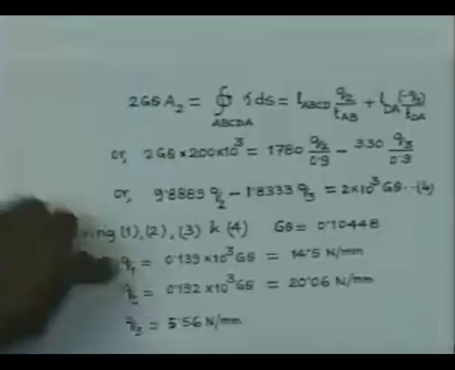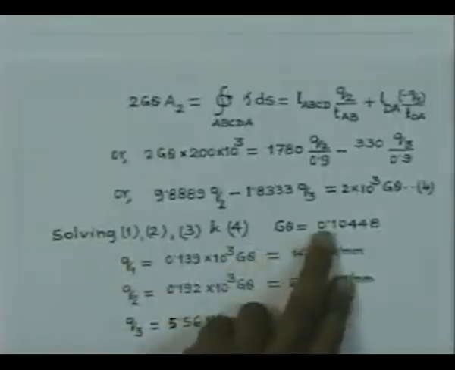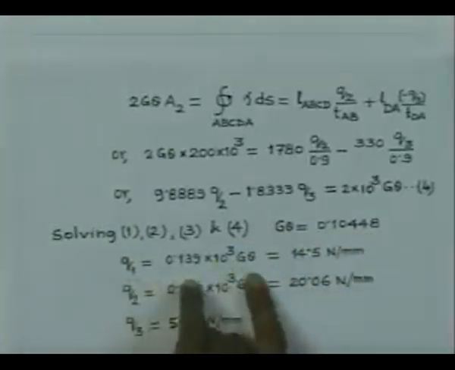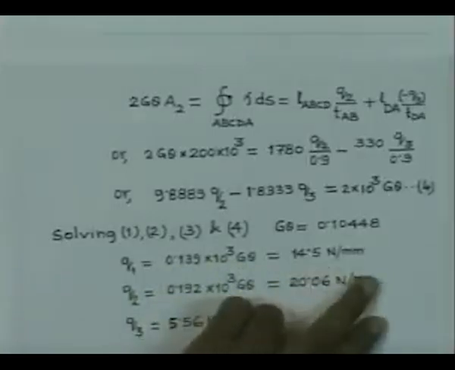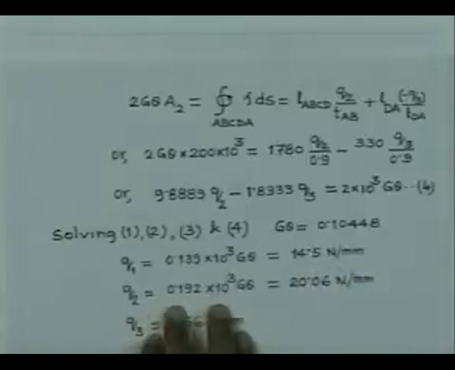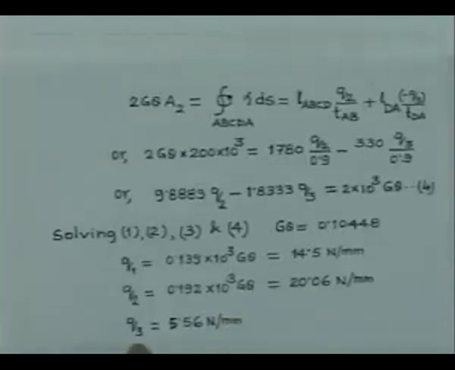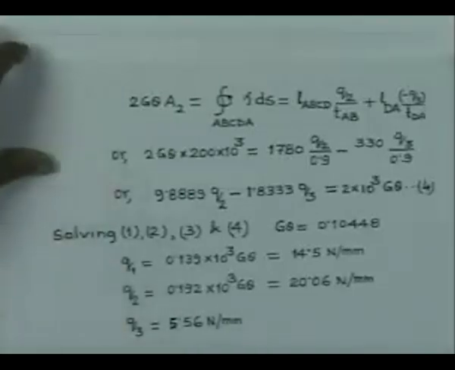Once you solve it, you obtain g theta as 0.10448 and Q1 equal to this, which is equivalent to 14.5 Newton per millimeter. Q2 is 0.192 into 10 to the power 3 g theta, which is nothing but 20.06 Newton per millimeter, and also you can obtain Q3, which is 5.56 Newton per millimeter. So, this is how you can solve the problems involving segmented box sections. The process can be repeated even if you have more number of closed loops. The application can be done in a routine manner.